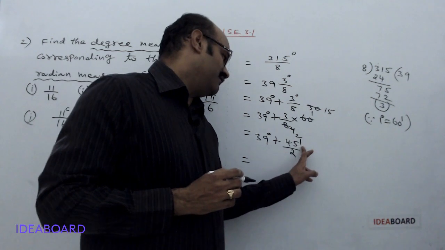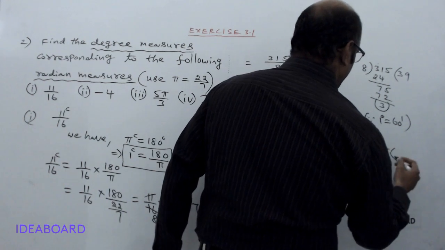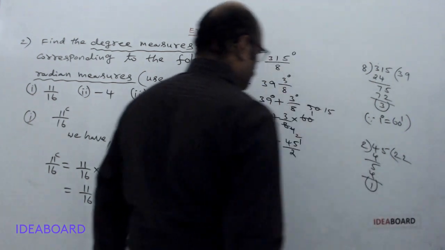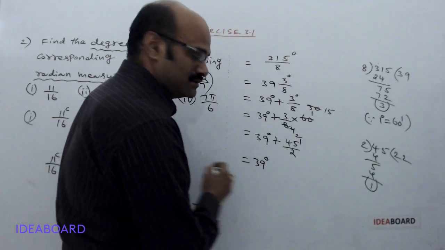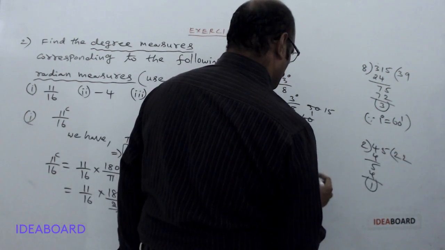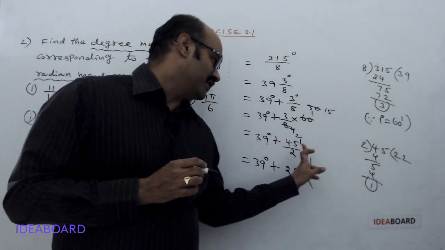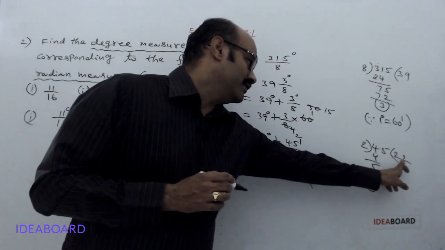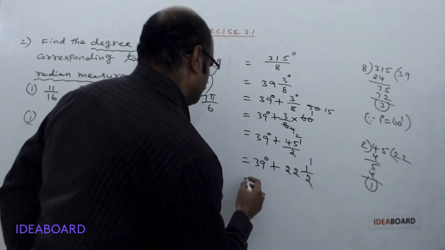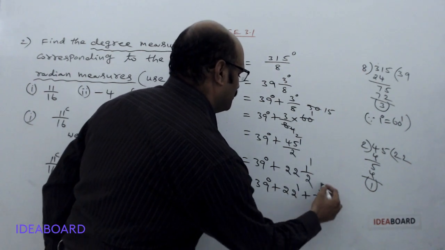Now 45 by 2 is 45 divided by 2, 2 to the 4. So it equals 39 degrees plus 22 1 by 2 minutes. 45 by 2 can be written as 22 1 by 2 minutes. Now this can be written as 39 degrees plus 22 minutes plus 1 by 2 minutes.